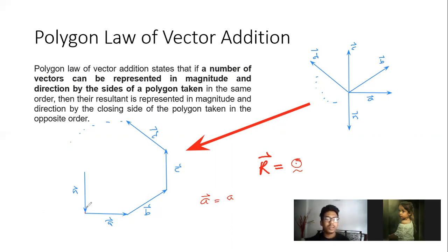So in that case, the resultant is the 0 vector, the null vector, because there is no resultant. If there are forces acting on an object and the resultant is 0, it means the object is in balance. No external force, no unbalanced force is applied on that object. Did you understand that?